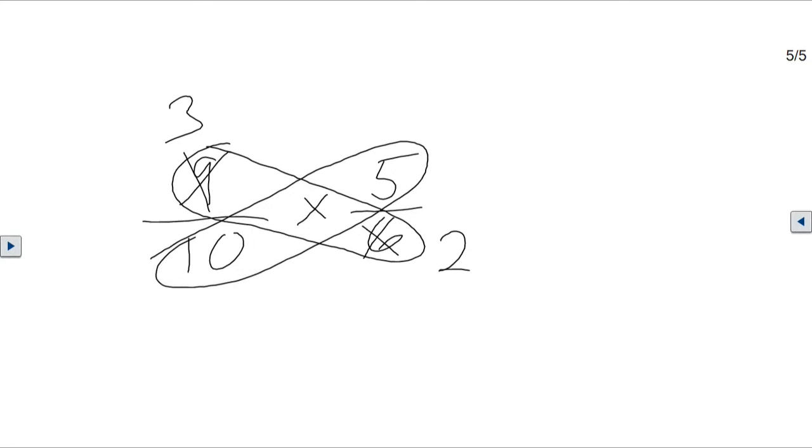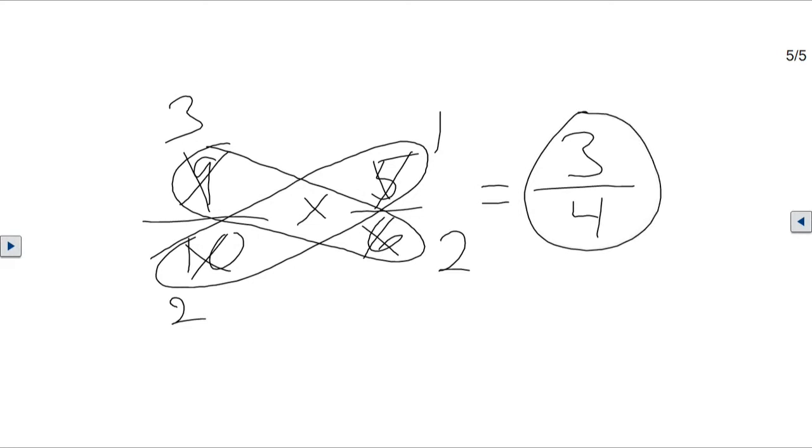Then I look this way, 5 and 10. What's the greatest common factor of 5 and 10? Well, it's 5. 5 divided by 5 is 1, and 10 divided by 5 is 2. Now I can multiply. 3 times 1 is 3, and 2 times 2 is 4. So 3/4.